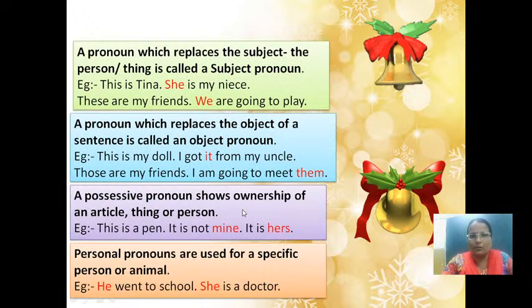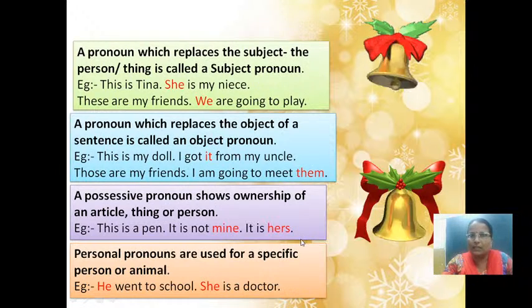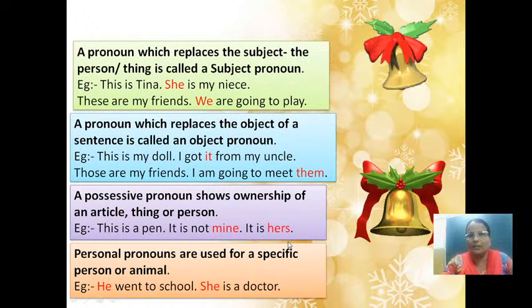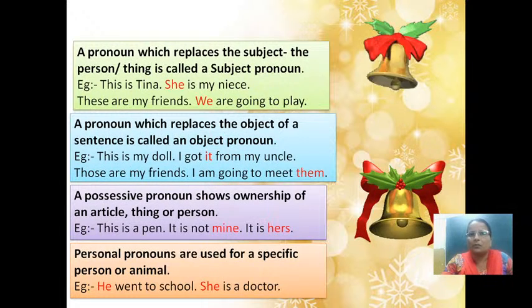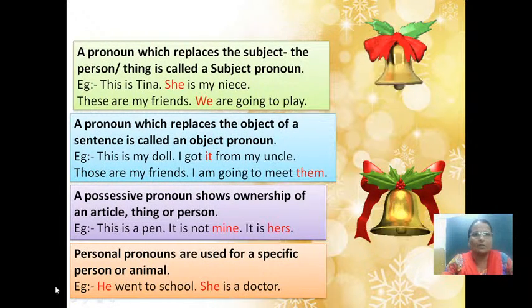A possessive pronoun shows the ownership or possession of something. Okay. For example, this is my pen. It is not mine. Mine is the word which is showing the possession here. So mine is called a possessive pronoun. It's hers, it's his, it's yours. We can say yours, his, hers. So all these words are possessive pronouns.